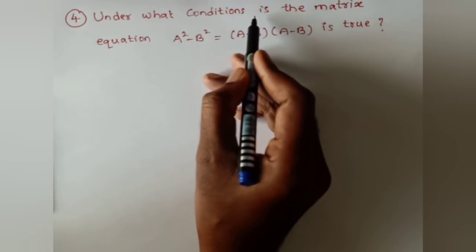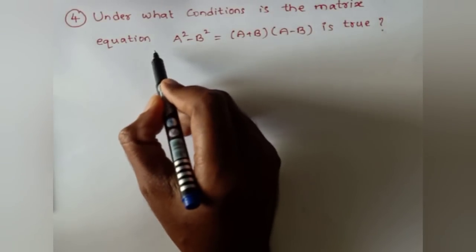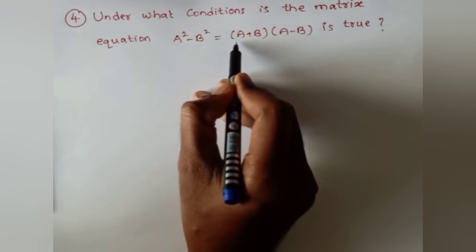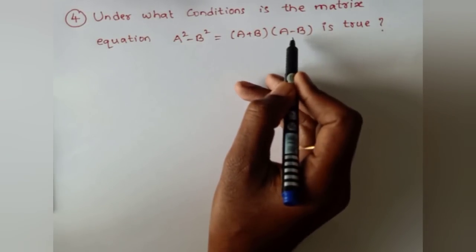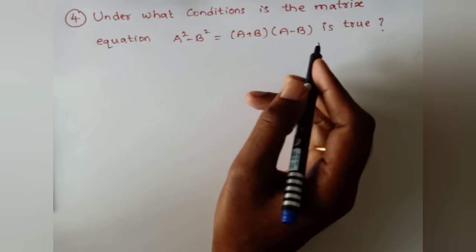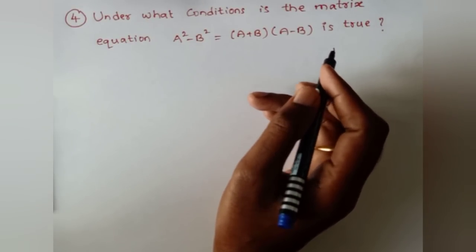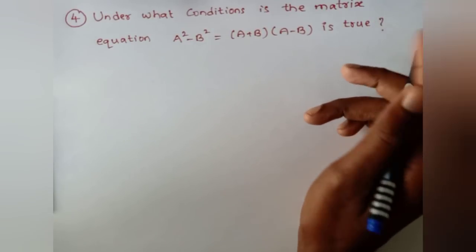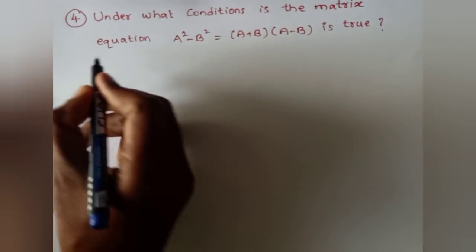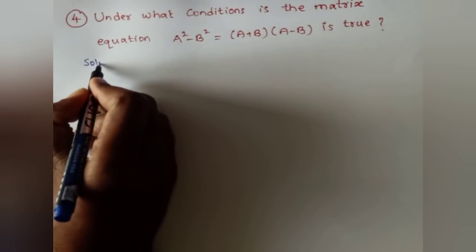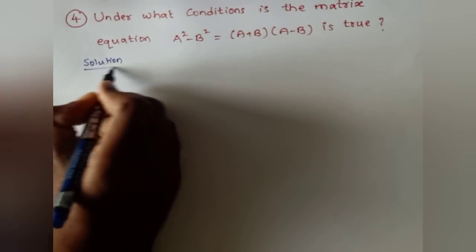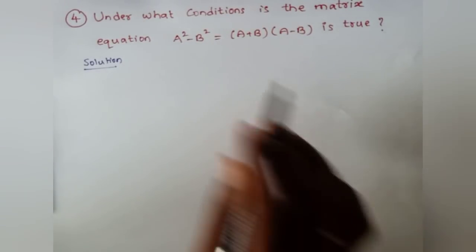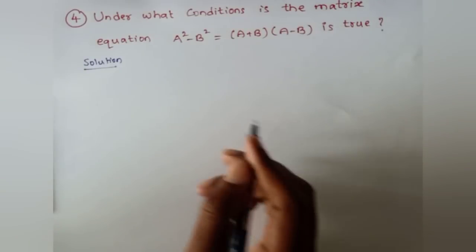Under what conditions is the matrix equation A square minus B square equals A plus B into A minus B true? Whereas in numbers, A square minus B square is A plus B into A minus B, so it is true for all values. Whereas in matrices, under what conditions does the matrix equation hold? You need to show these two things are the same.